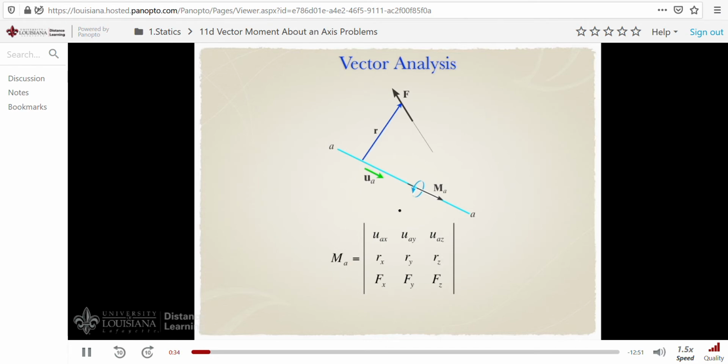In the second row, we have to put the position vector components. The position vector goes from any point on the axis to any point on the line of action of the force, and so any one of these four vectors can be used. Finally, the components of the force vector. When you evaluate this determinant, you get a number, and that of course represents our magnitude.